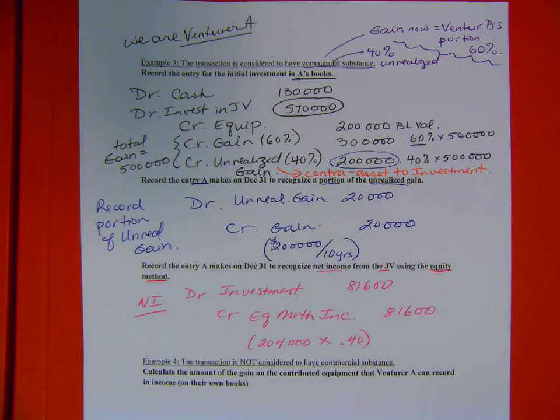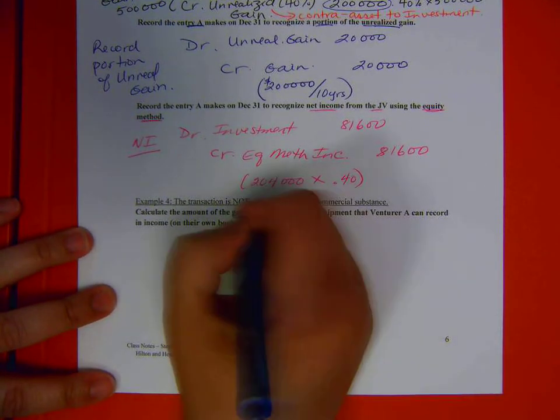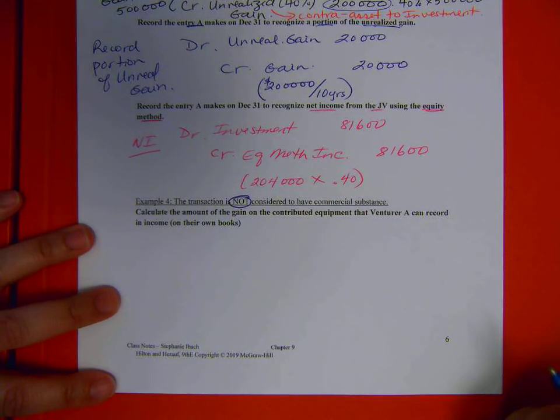So that's that for example 3. So this was an example where Venture A invested stuff and the transaction had commercial substance. Now we're going to look at example 4 and assume it doesn't. It's the same transaction, but it doesn't have commercial substance. So the transaction is not considered to have commercial substance.